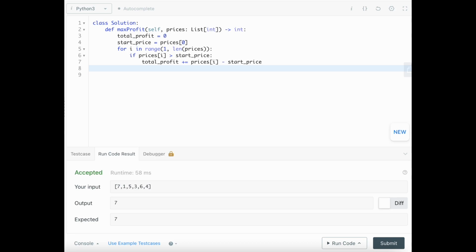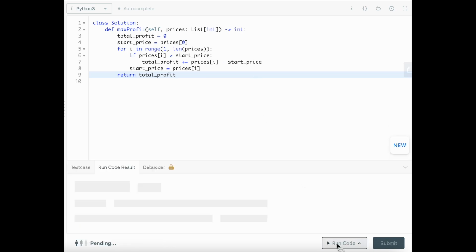At the end of this, you have to update your start price to the current price. So start price is equal to prices of i, because you are going to only make note of the profits that you are going to make and also store that one in the total profit. So at the end of this, you have to return the total profit. So that is the maximum profit from all of the transactions that we are going to make. Yeah, I think we are done. Let's quickly run the code.